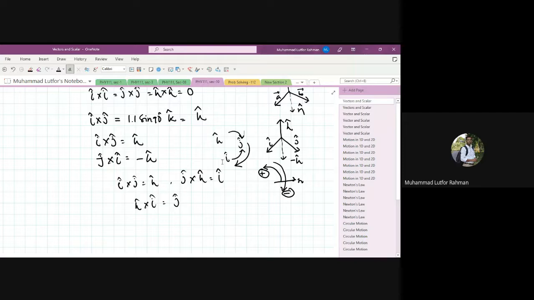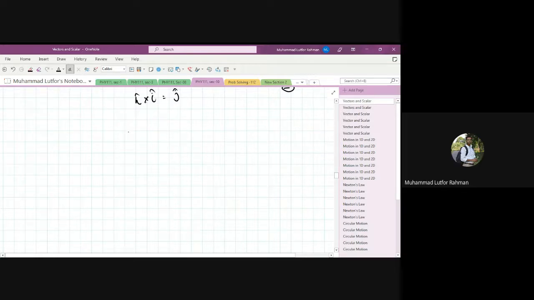Sir, how can you explain again how i cross j becomes k? I didn't understand the first. So are you familiar with this one, A cross B, actually, that is AB sin theta times n hat, right? Yes, sir. And this A cross B is a vector. That means it requires magnitude and direction. This one is the magnitude, and this n hat will give you the direction, which direction it would be. And this n hat, remember, would always be perpendicular to both A and B.